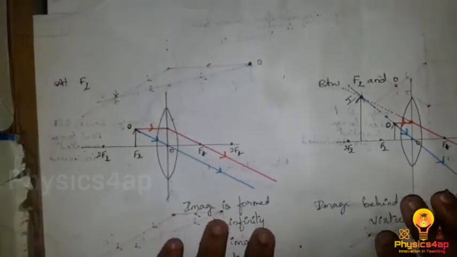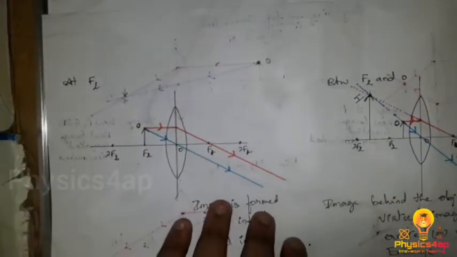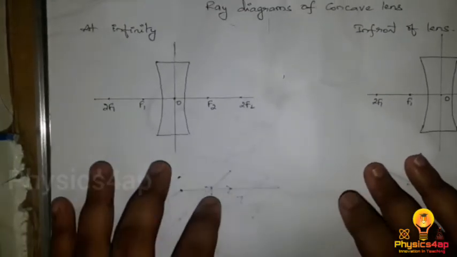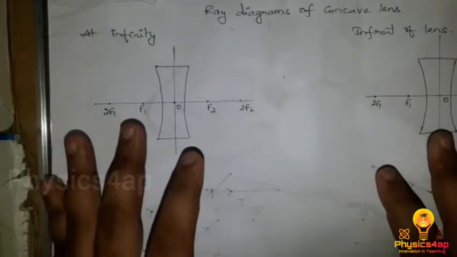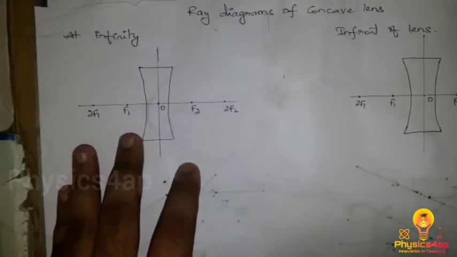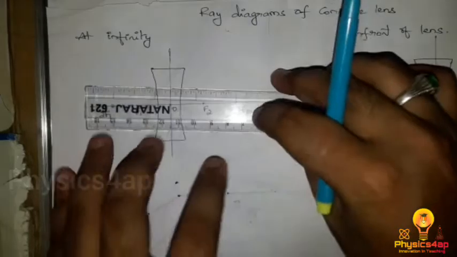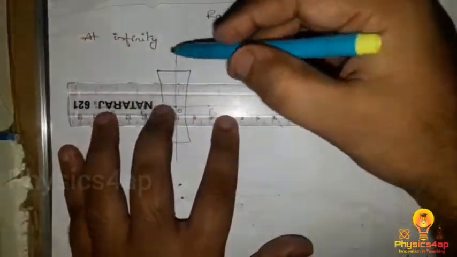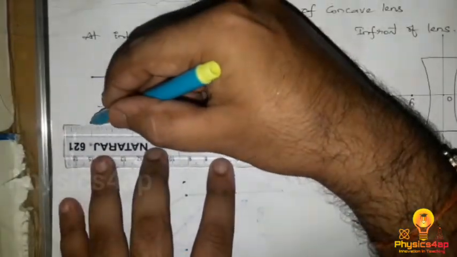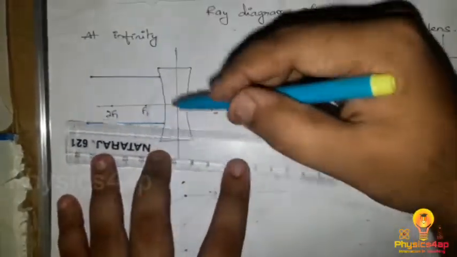So we have another ray diagram, the ray diagram for concave lenses. Here also, as usual, we will only have 2 ray diagrams for the concave lens. The first is when the rays pass parallel to each other, that is, from infinity.